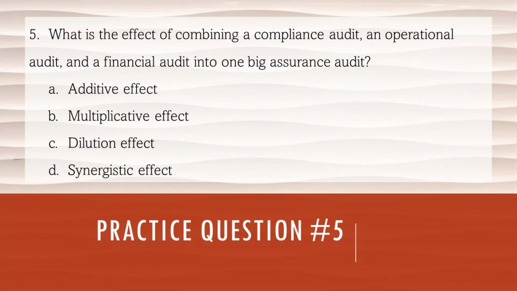Once you combine them, you have to start streamlining your audit work procedures and your detailed testing steps. So that's why the answer here is C, dilution effect, because combining all of those audits into one big assurance audit dilutes the scope objectives and further defines what you are truly going to be assessing or evaluating. So it has a smaller effect when combining all of those areas into one big assurance audit.